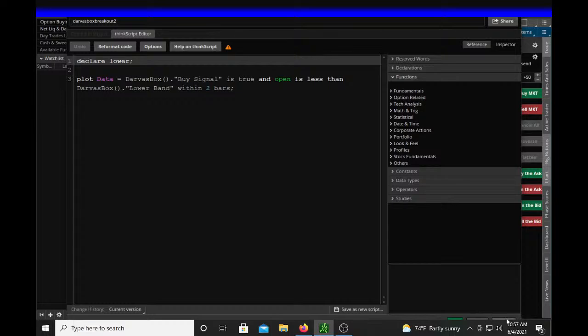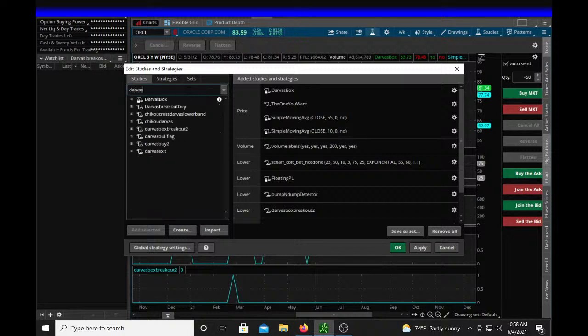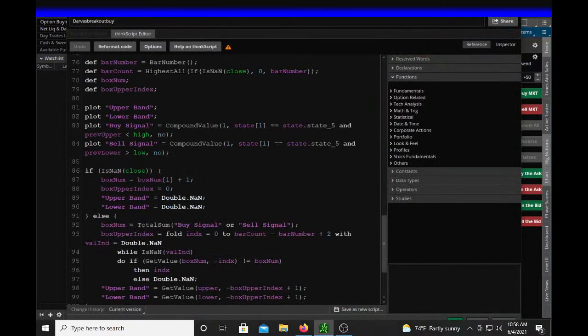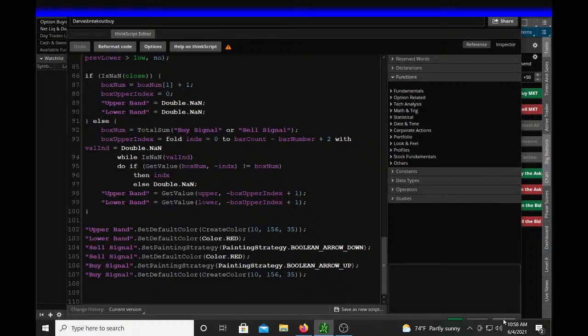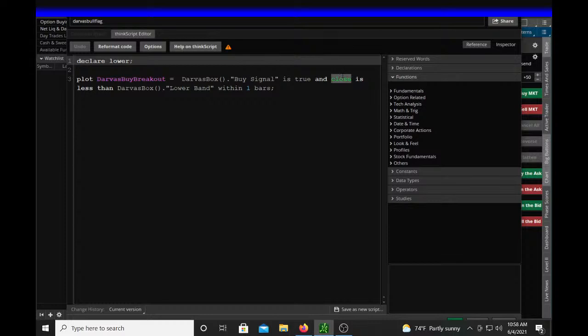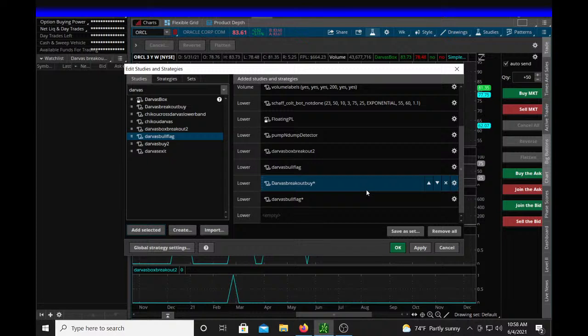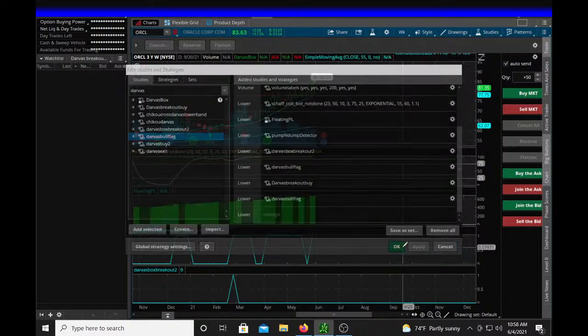So let's pull up the breakout 1. I think they did have a difference. Oh, okay, this must be the whole lower study and the Darvis box bull flag. And yeah, so close is less than the lower band within 1 bars. So let's add that, hit apply, and see how many of these we can get.